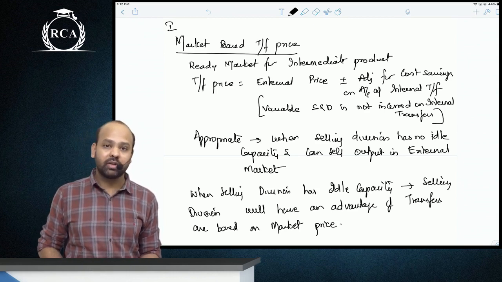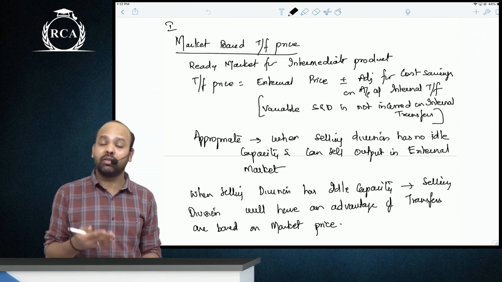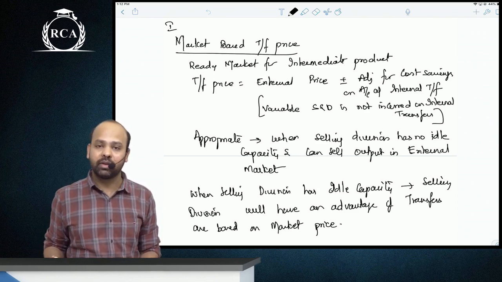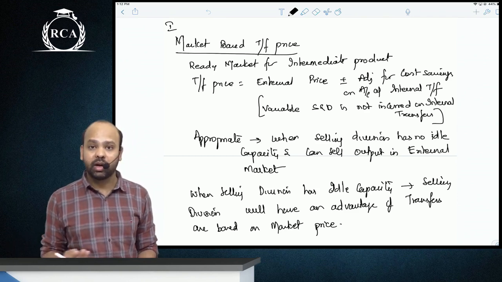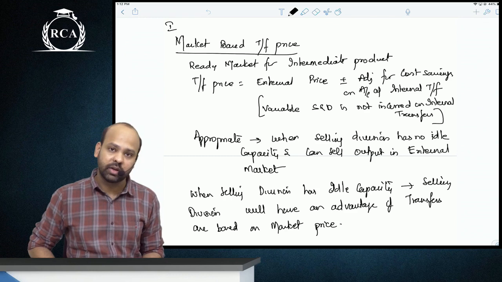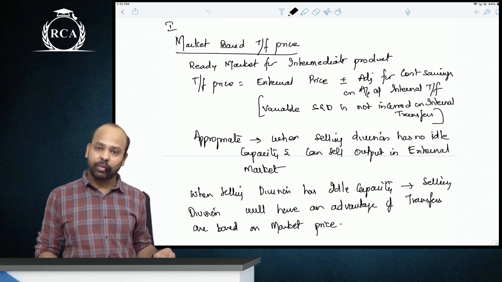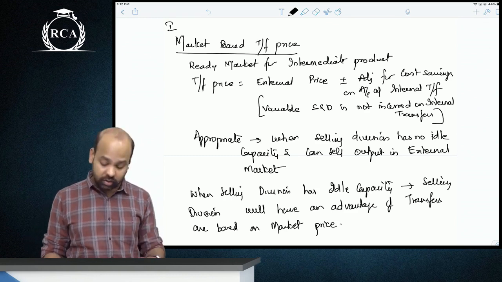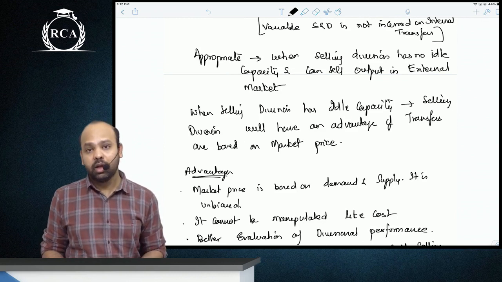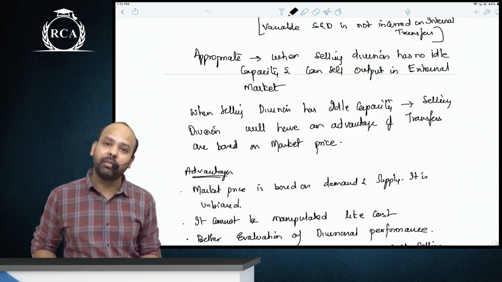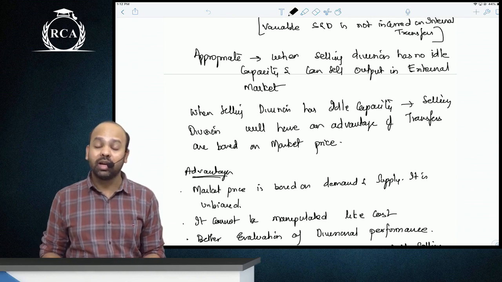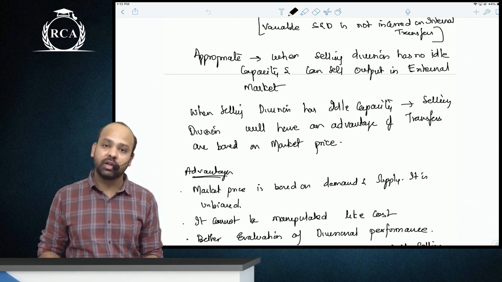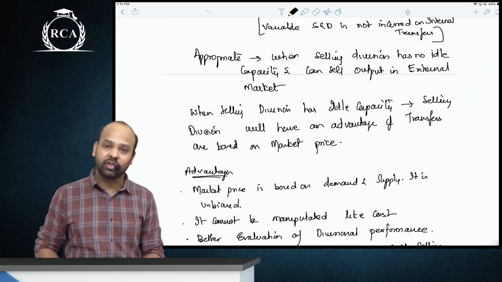Now this is an appropriate method when the selling division, that is the transferring division, has no spare capacity. It has a ready market for its product and is able to sell the entire production. So that is when it is appropriate. When the transferring division has idle capacity and you are transferring goods at the prevailing market prices, you are undoubtedly giving a higher share of profits to the transferring division. The transferring division would be in an advantageous position.